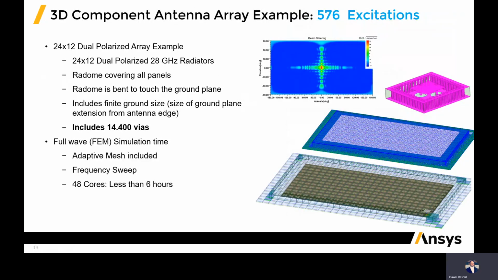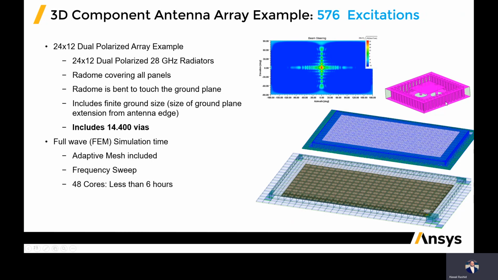Fourth and last example is a 3D component array that consists of 24 times 12 dual polarized elements at 28 gigahertz. This means it has 576 excitations. This is quite a huge array already, and it includes the extended ground, it includes the radome, it includes the band, it includes 14,400 vias.